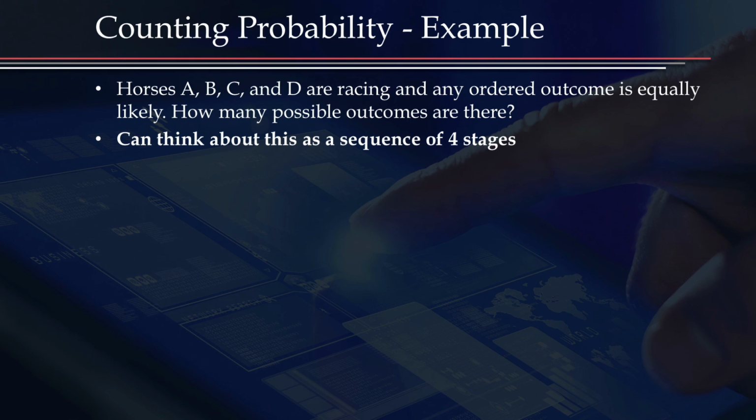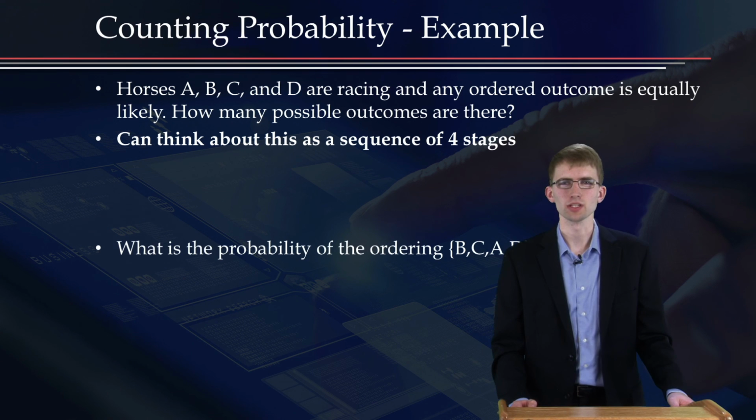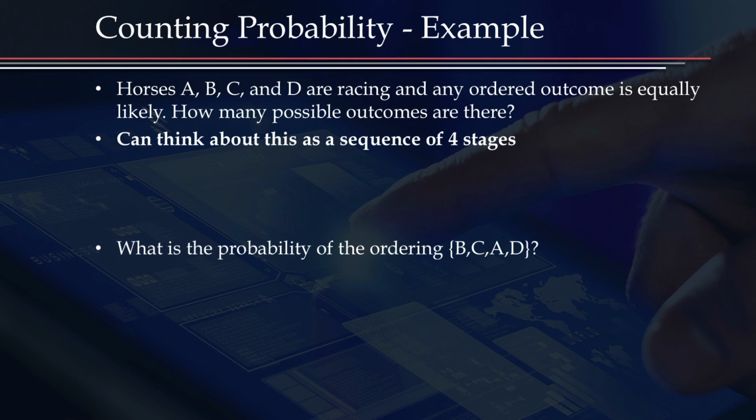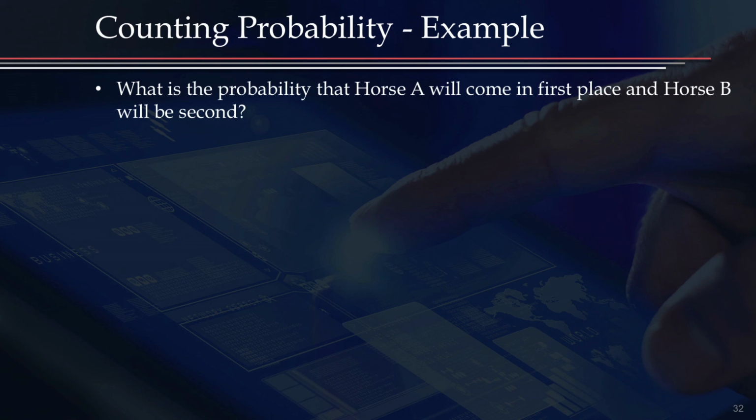We talked about this could be a sequence of 4 stages, and we looked at the probability of the ordering B, C, A, and D, as well as this more complicated question that horse A will come in first and B second. And these have been a couple of examples where we've used the concept of factorial.